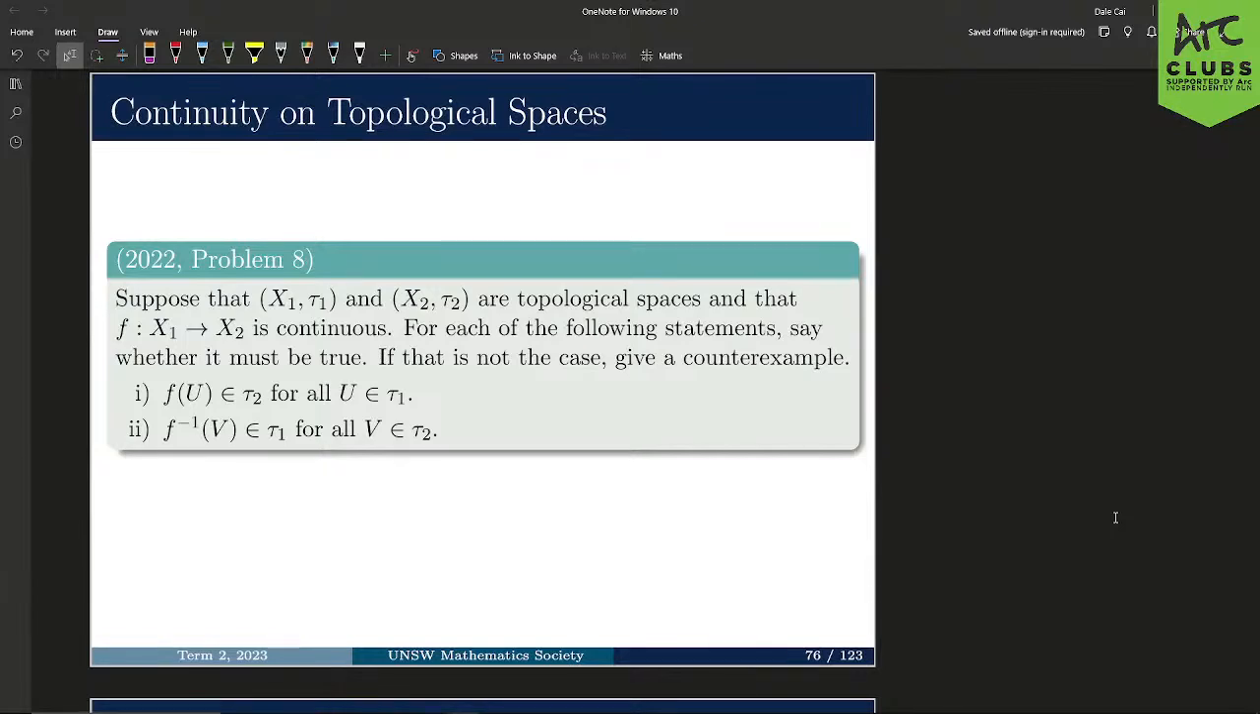Okay, suppose these are topological spaces. We have a continuous function. Continuous by definition, remember, means F inverse of an open set is open. And we want to check which of these is true. Obviously the second one's true, just by definition, because to be open means to be in the topology. And so if V is open, then F inverse of V is also going to be open. But the image of an open set being open is not actually always true.